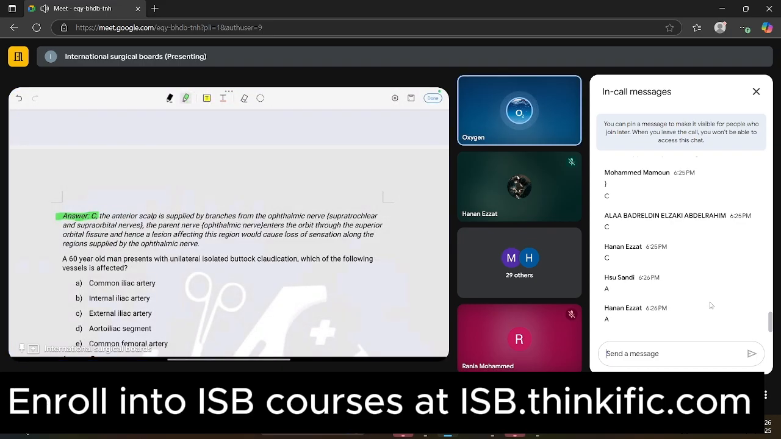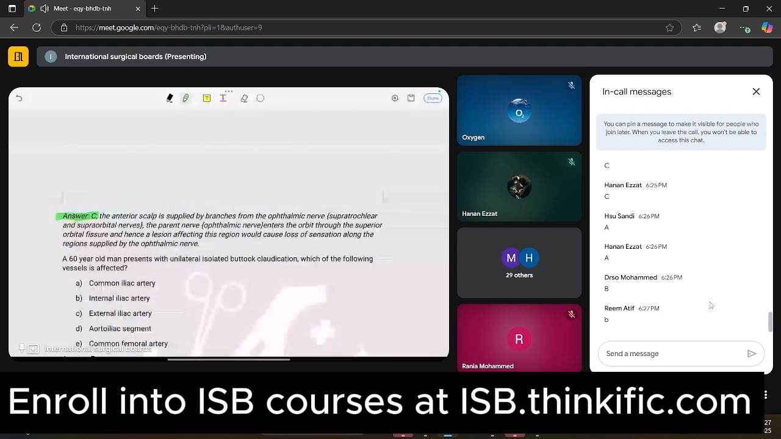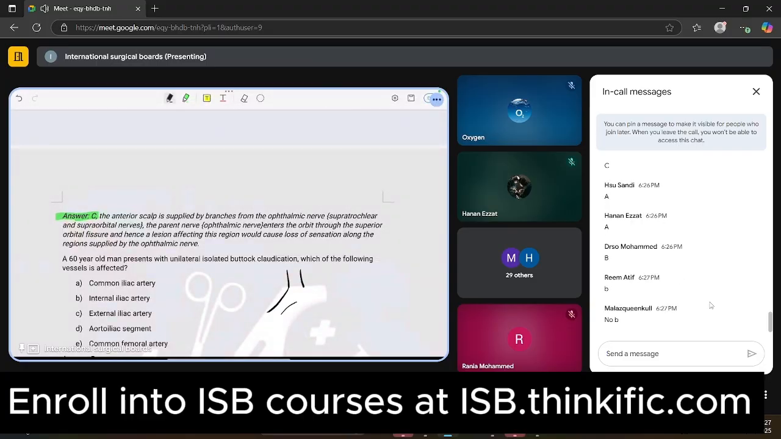I think the external iliac supplies the buttock area, so I'll guess C. Okay, so if we say that this is the aorta, it divides at L4 into two common iliacs. Each common iliac will give an internal iliac. This is the internal iliac artery, which supplies the pelvic organs and gluteal region through the superior and inferior gluteal arteries.